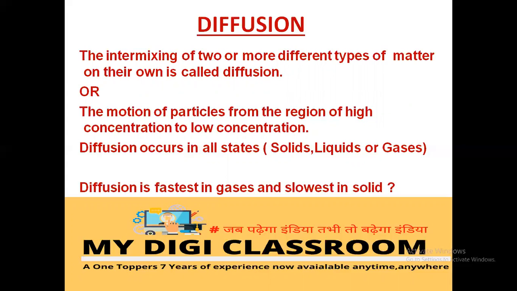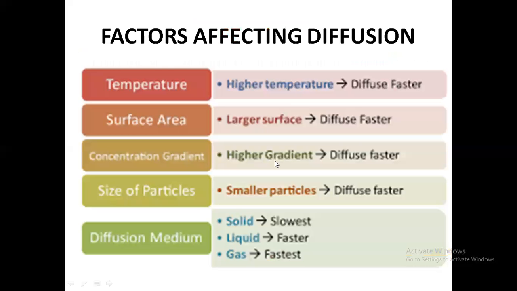So why does it happen? There are a few factors on which diffusion depends. The first factor is temperature. The rate of diffusion increases with the rise in temperature. This is because when the temperature of a substance is increased by heating, its particles gain more kinetic energy and move more rapidly. This increase in the speed of the particles increases the rate of diffusion. Second is surface area.